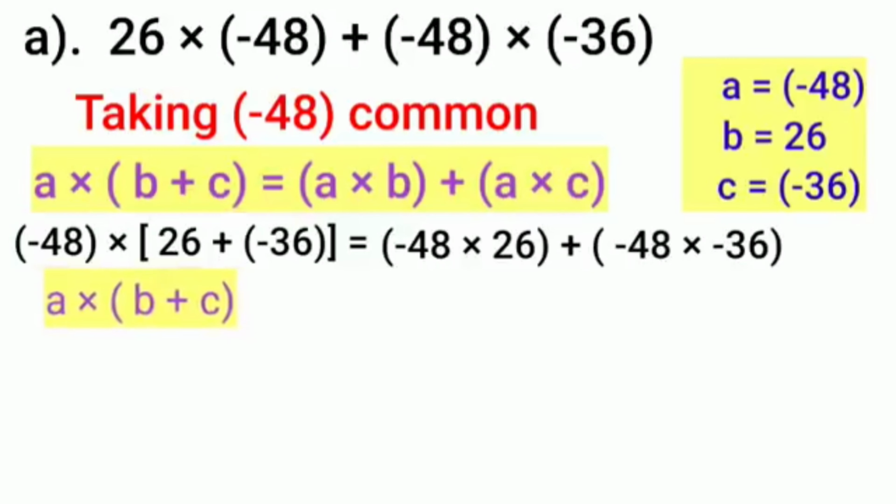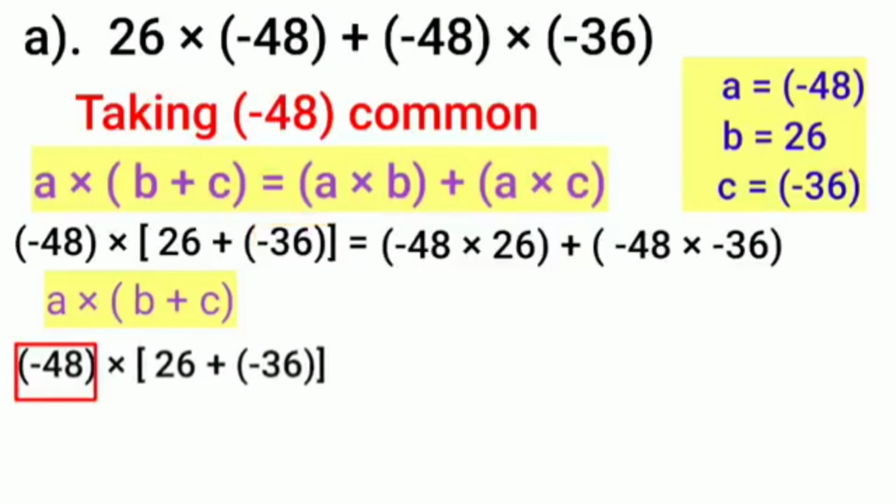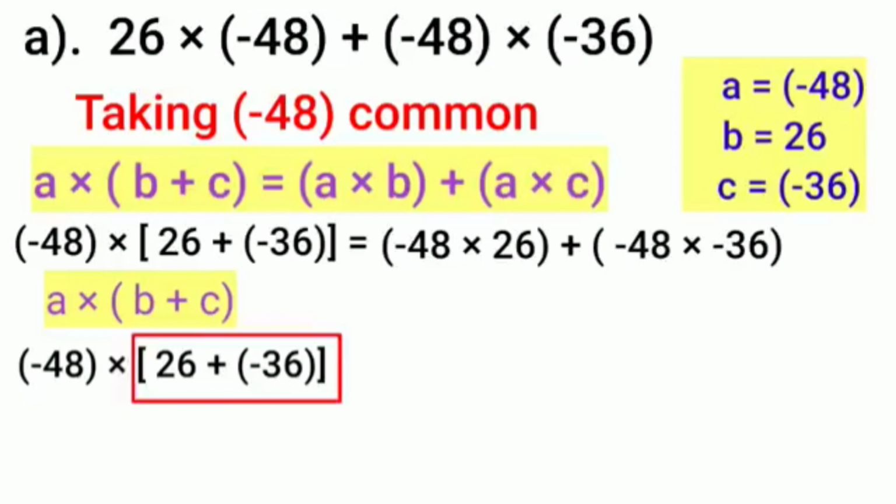So, in the left hand side, A into (B plus C). A is equal to minus 48, B is equal to 26 and C is equal to minus 36. So, minus 48 into (26 plus minus 36). As per the property, first add the numbers which are inside the bracket. 26 plus minus 36. Here both the numbers have unlike signs, so we can't add. Subtract the smaller absolute value from the greater absolute value.